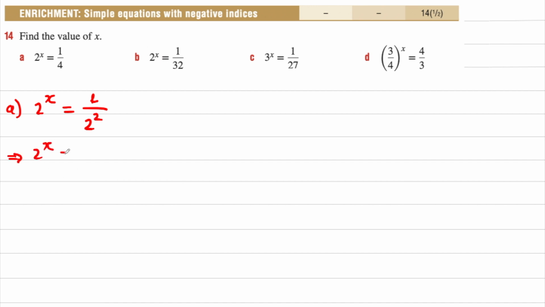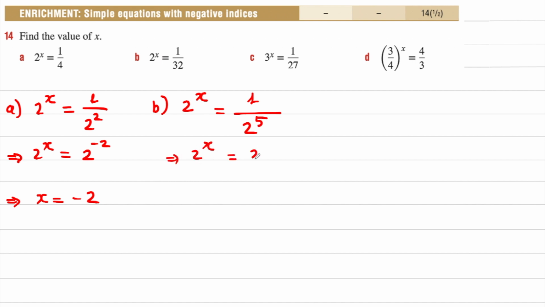Next step, I will move it from the denominator to the numerator, and then you get 2 to the power of minus 2. After this, you can see these two exponents have the same base number 2, so you can set up the equation between the power numbers. x will be equal to minus 2. The same idea with the next one. 1 over 32 means 2 to the power of minus 5, and then 2 to the power of x equals 2 to the power of minus 5, and then x equals minus 5.